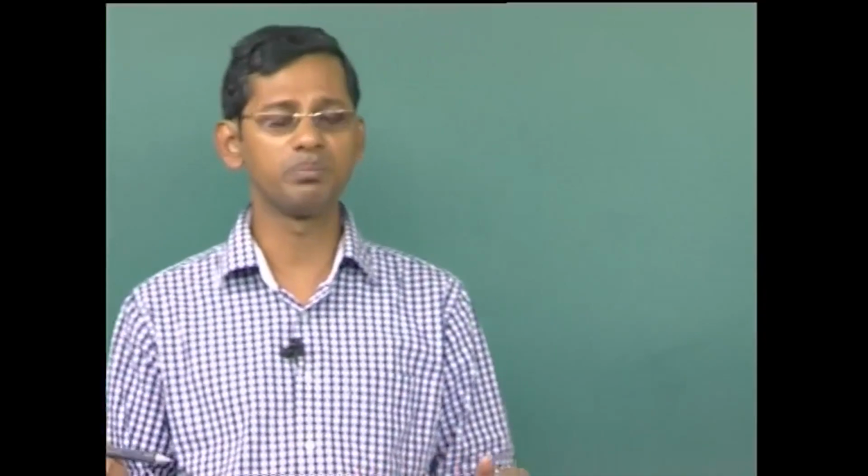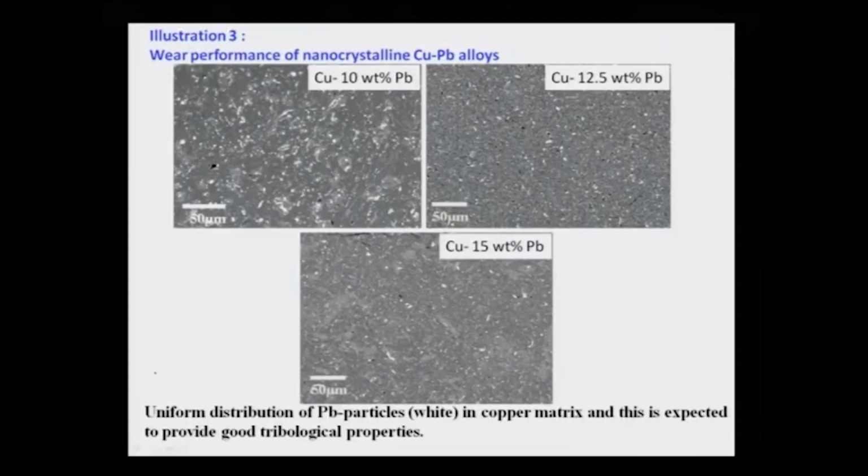What I am going to show you are some uses of characterization techniques. The first one is the use of the scanning electron microscope, which is shown here. These are the backscatter electron images of copper 10% lead, copper 12.58% lead, and copper 15% lead. In all the cases you see the white color things are lead because of its high atomic number, the gray contrast is from the copper, and you can clearly observe the uniform distribution of lead in the copper. This does not tell us whether the copper grains are nanocrystalline or not.